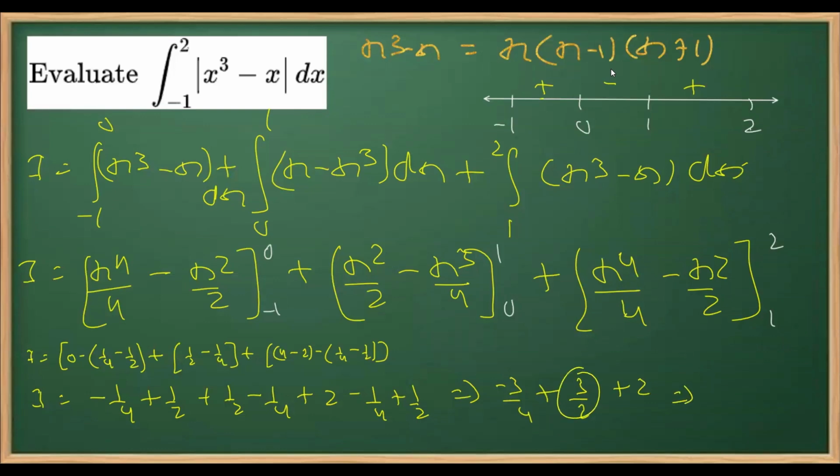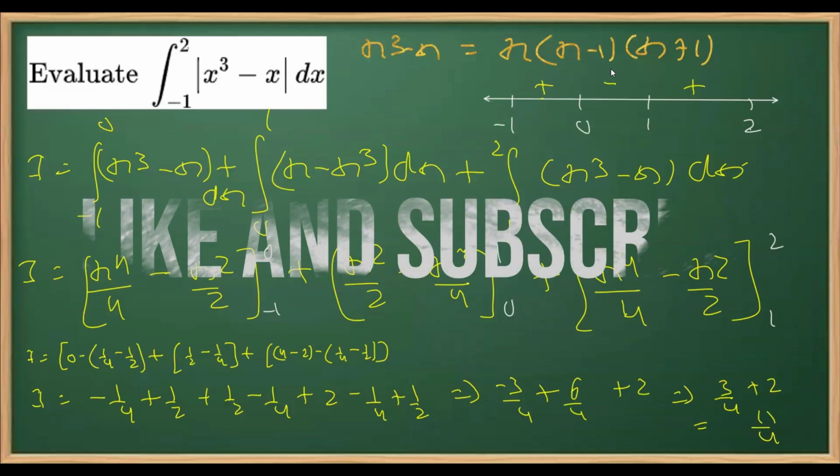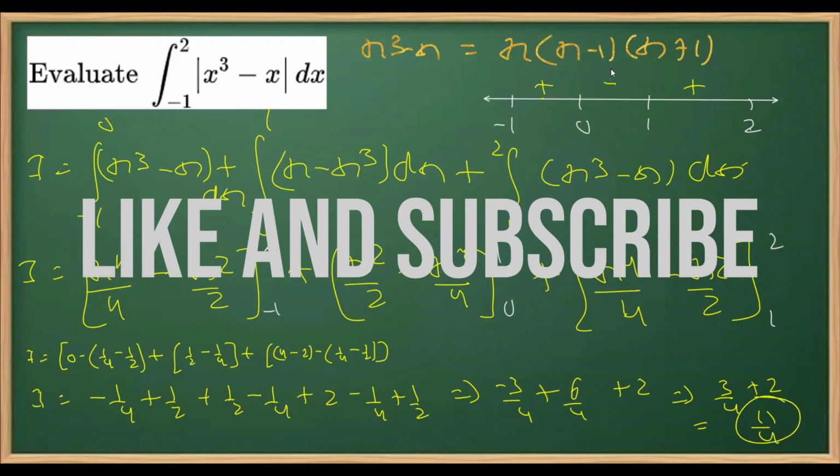Okay. I can write 6 by 4 also, right? 3 by 2 is same as 6 by 4. What we get? 3 by 4. 3 by 4 plus 2. So that is 8 plus 3, that is 11 by 4 is our answer in this case.